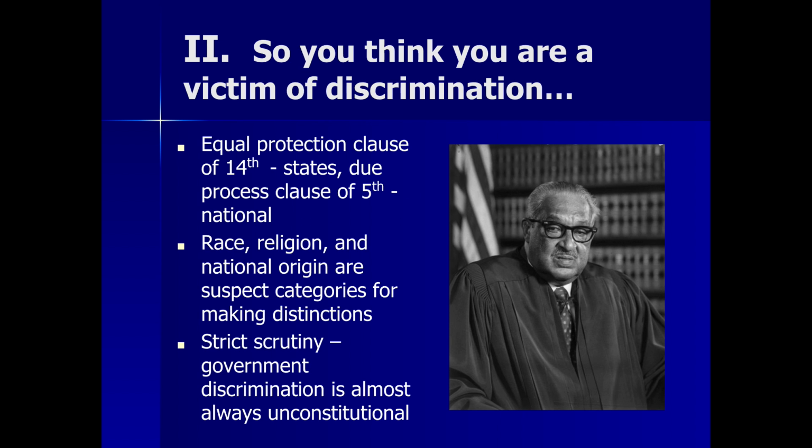Okay, so then you have these categories. All right, so discrimination: the constitutional provisions that would protect you against discrimination are the Due Process Clause of the Fifth and 14th Amendment, and also the Equal Protection Clause of the 14th Amendment. Race, religion, national origin are things the government does not want people making distinctions based on. So those are called suspect categories.